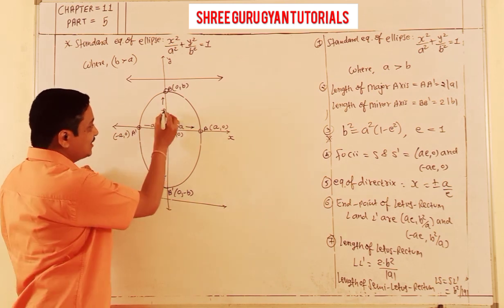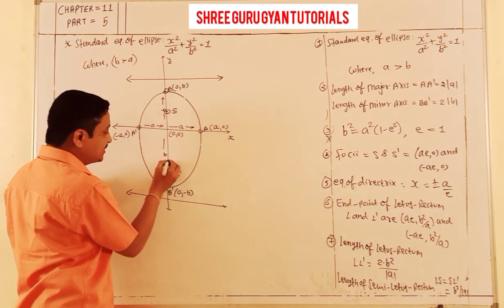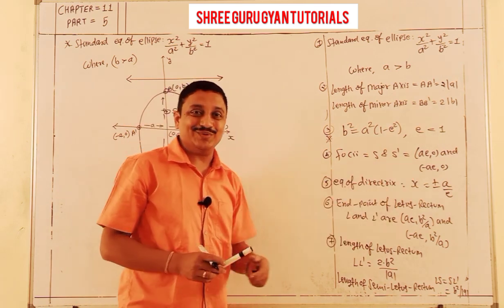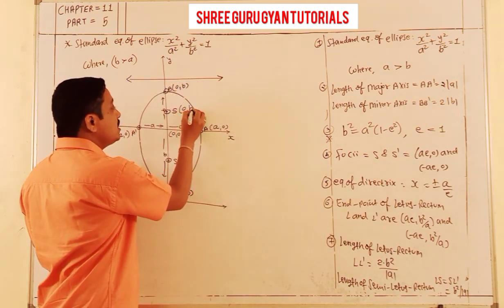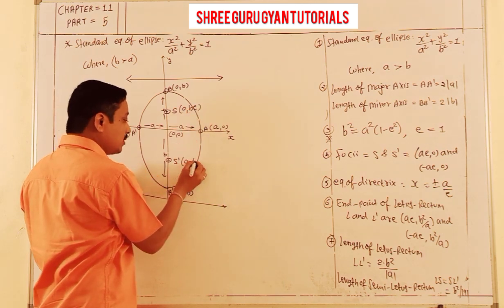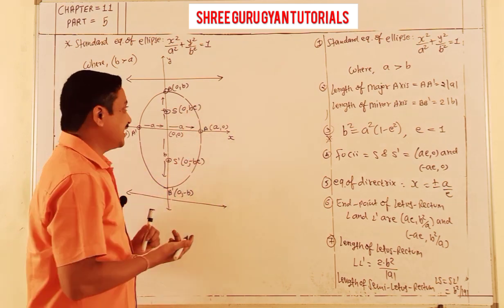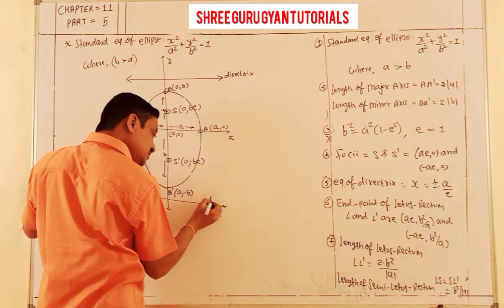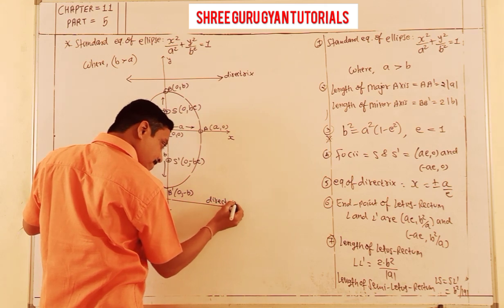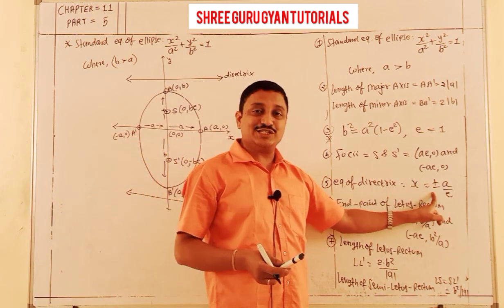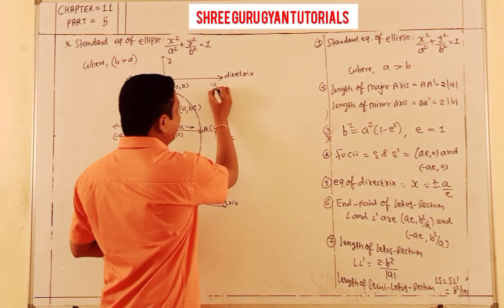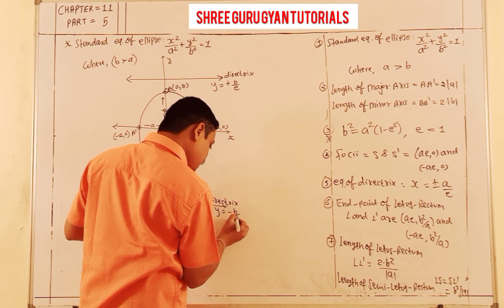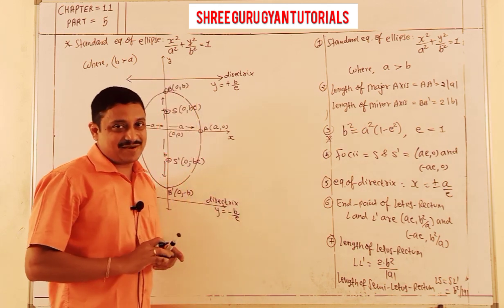Now the focus. There are two foci, S and S dash. Previous focus you know, it was a comma 0. Here write down 0 comma b, and the same 0 comma minus b. And directrix, here also directrix. And students, directrix in the previous case was x is equal to plus or minus a by e. Here just write y is equal to plus b by e, and here y is equal to minus b by e.